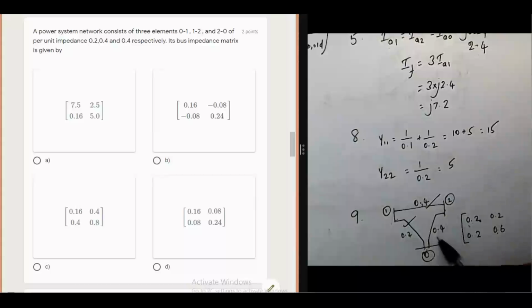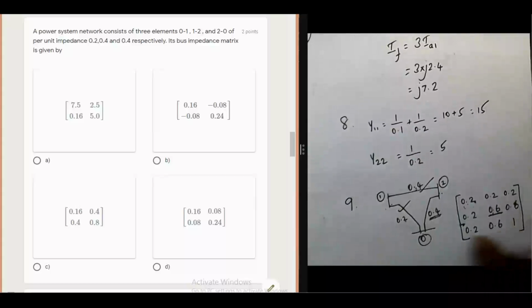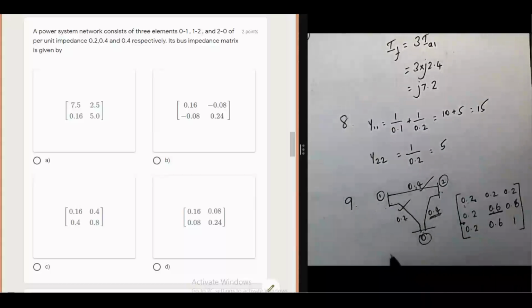Then add the last branch, a branch of impedance 0.4 from the existing bus to the reference bus. This comes under case 3. Case 3 is similar to case 2: copy the column values and the row values to form the new column and new row. Then the diagonal value is the previous diagonal value plus this branch impedance, 0.6 plus 0.4, that is 1. Elimination is also required: eliminate the last column and last row by using the row elimination formula.